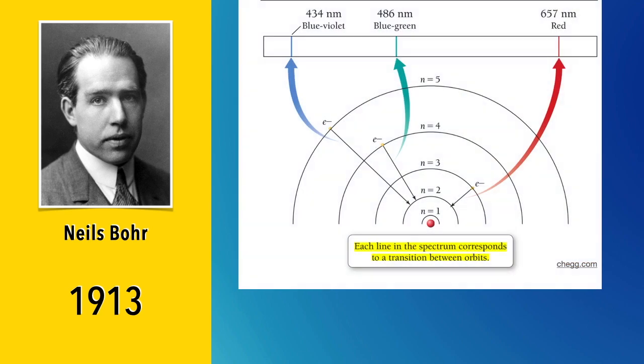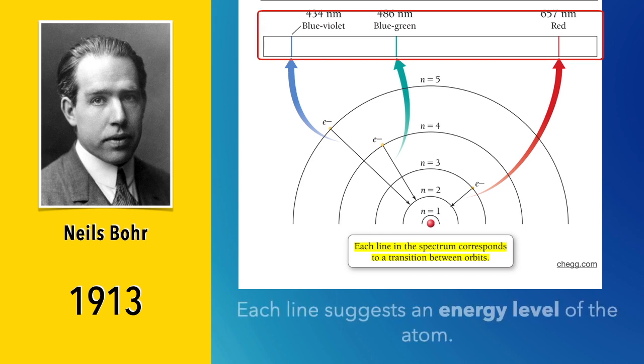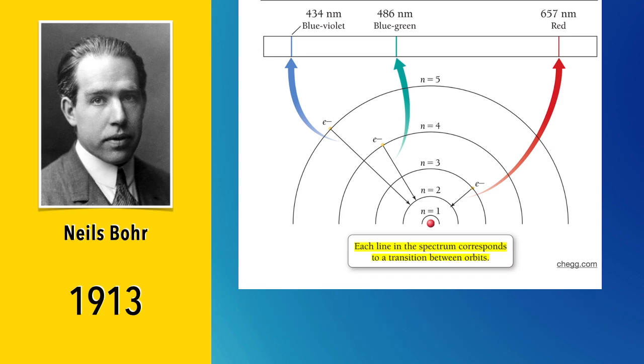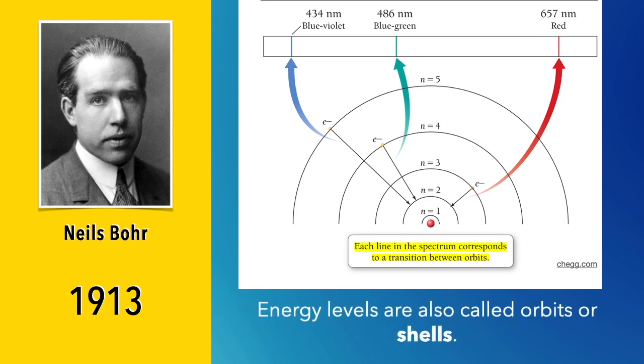Using the atomic emission of hydrogen, sabi niya na ang bawat linya suggests an energy level of the atom. Nagpapahiwatig daw na may iba't ibang energy levels ang atom at ang energy levels na to ang siyang parang orbits of electrons as they go around the nucleus. Energy levels are also called orbits or shells.